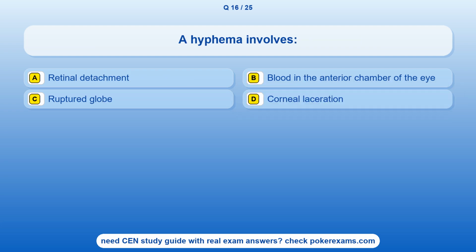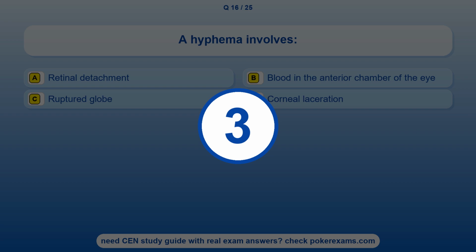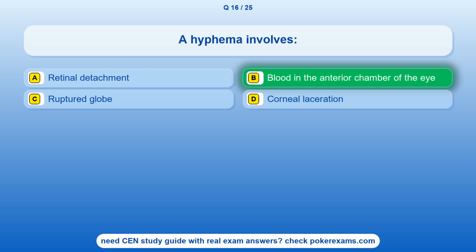Question 16. A hyphema involves option A, retinal detachment. Option B, blood in the anterior chamber of the eye. Option C, ruptured globe. Option D, corneal laceration. The correct answer is option B, blood in the anterior chamber of the eye.